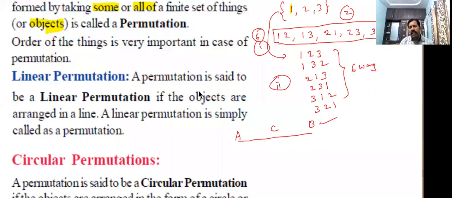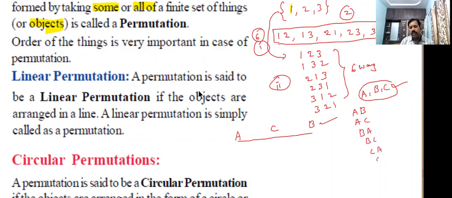Or they will give the letters A, B, C. By using these letters, form the two-letter words. The words are arranged in a row, not a column, yes or no? So how many ways are possible? By using three letters, form the two-letter words. What are the words? AB, AC, BA, BC.